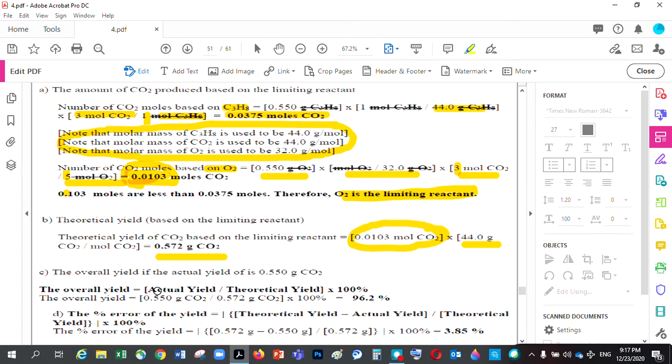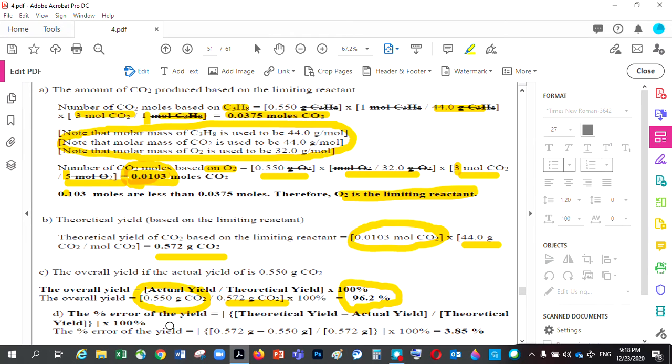The overall yield is defined as actual yield divided by the theoretical yield multiplied by 100%. So the actual yield given to me is 0.550 grams. I divide this by the theoretical yield, the calculated yield, 0.572, multiplied by 100, and I get 96.2% yield. That's the overall yield, which is very good, excellent yield.